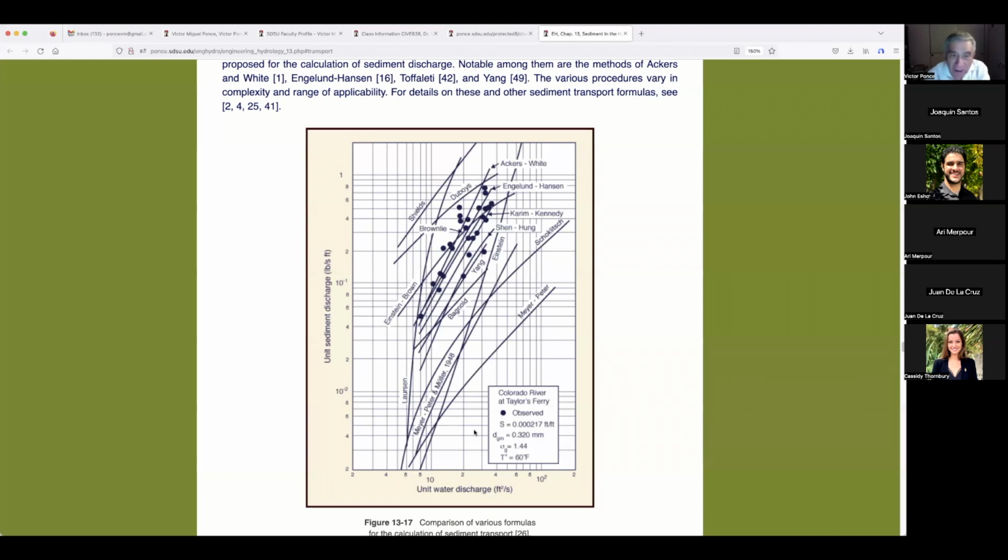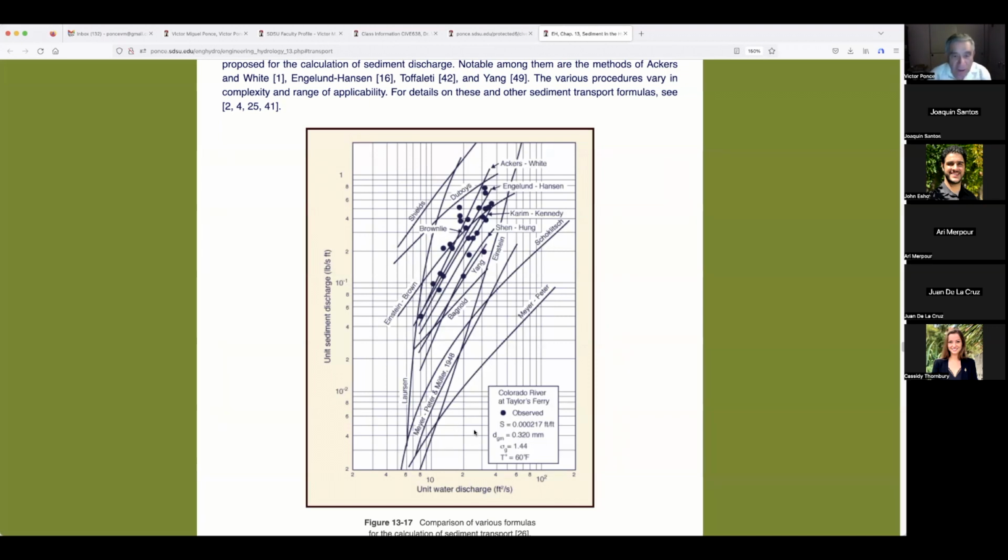There's the Du Boys formula, the Ackers-White, which I will talk about later. Engelund and Hansen, I'll talk about that too. Yang was also a good formula. Einstein is in there. Shields was a very granddaddy formula, maybe around the time of the Du Boys formula. Bagnold, Einstein-Brown, Laursen, Meyer-Peter, also Rands in here, Shields, and so forth.